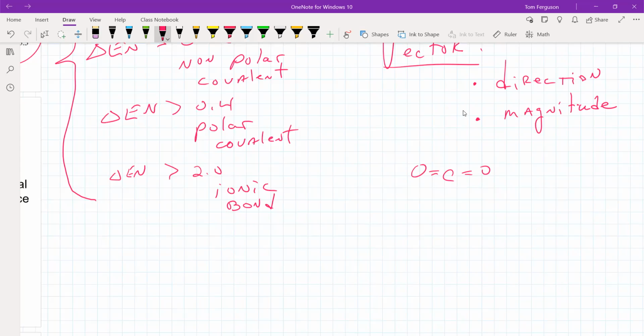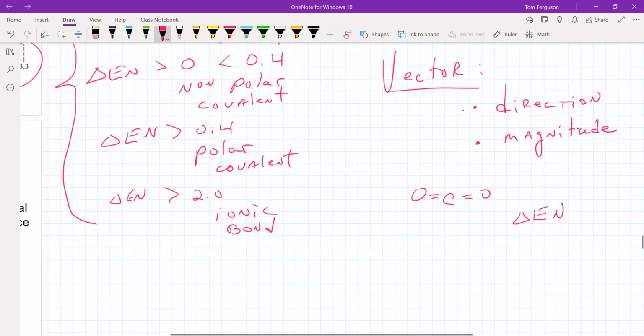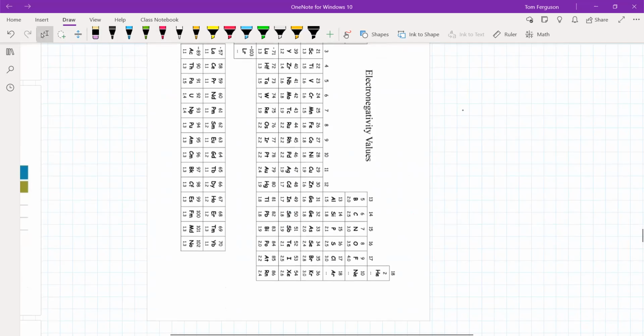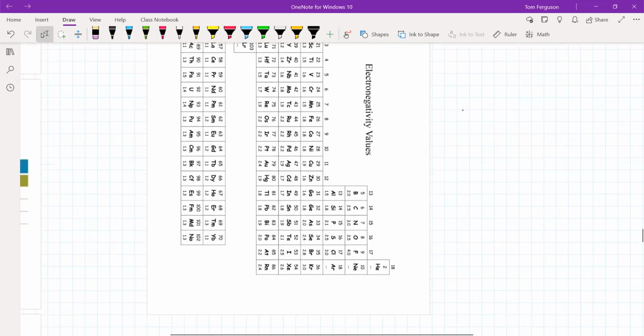Carbon dioxide. Let's look at the two bonds that we have there. We have a C double bonded O and a C double bonded O. Let's look first at the change in electronegativity between the two. I put a chart here that's easier to read. Carbon's 2.5, oxygen's 3.5. So we've got carbon, oxygen.